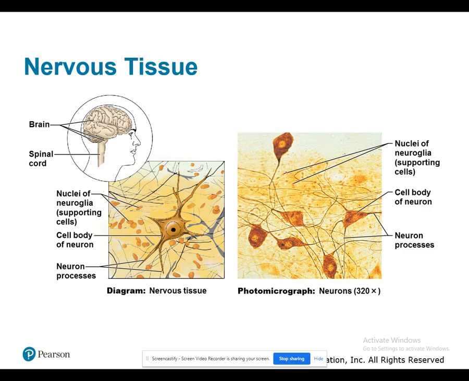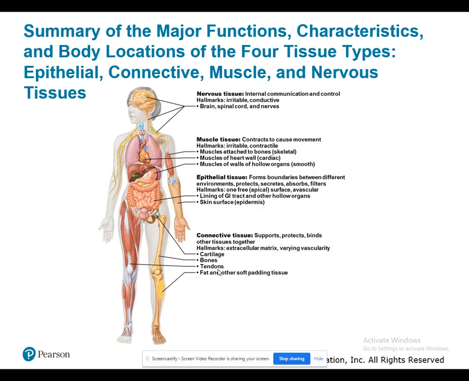Here's another picture that looks quite similar. So right here is going to be your neuron, your big cell, and then everything outside of it is your neuroglia, or your supporting cells.